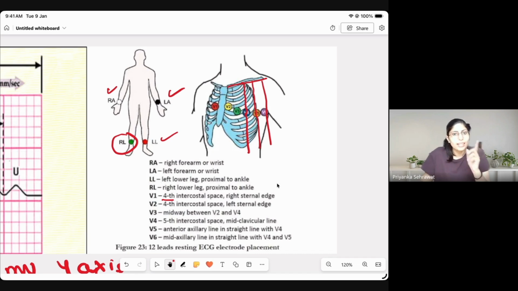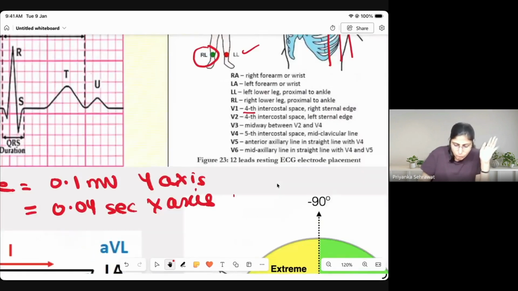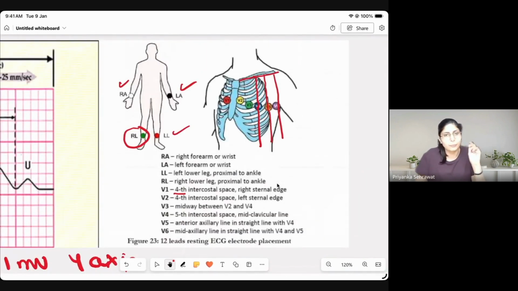Okay? RA, LA, LL. ये सबको पता है. Right arm, left arm, left leg. Right leg is electroneutral. So effectively we have 3. Now because we have these 3 leads placed on the limbs, we can figure out 6 leads out of these limb leads, 6 electropotential differences that we can measure.